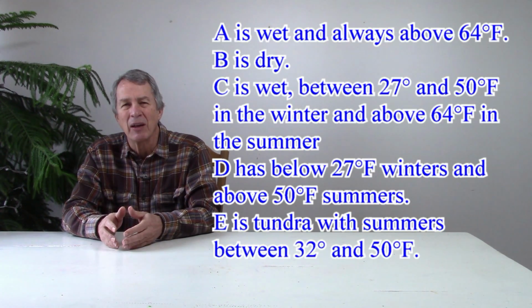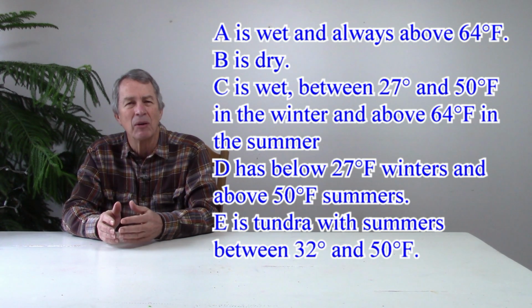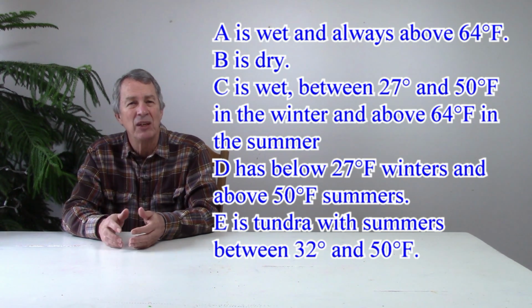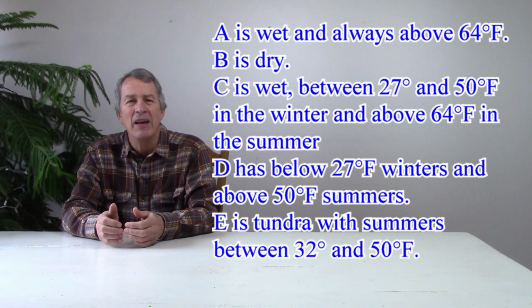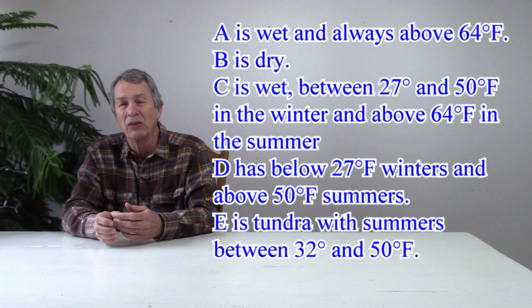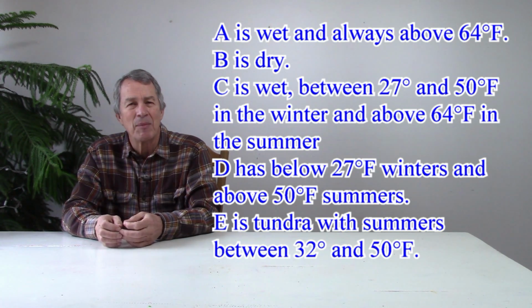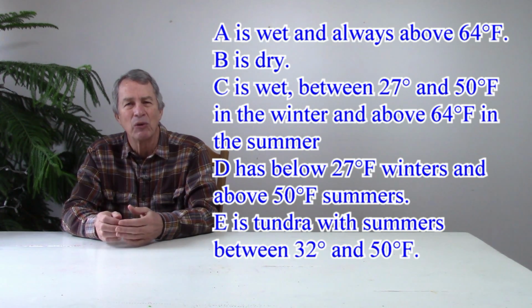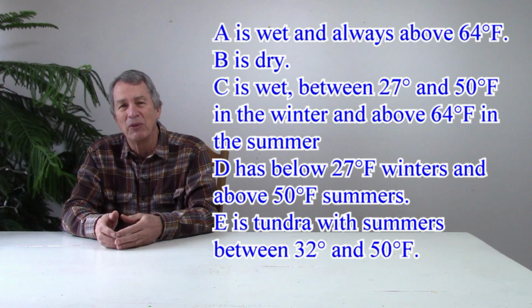A is wet and always above 64 degrees. B is dry. C is wet, but the temperature fluctuates between 27 and 50 Fahrenheit in the winter and above 64 in the summer. D has below 27 winter and above 50 degrees Fahrenheit summers. Lastly, climate E is tundra with summers between 32 and 50 degrees.